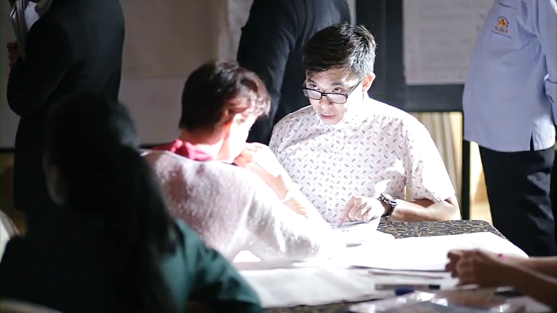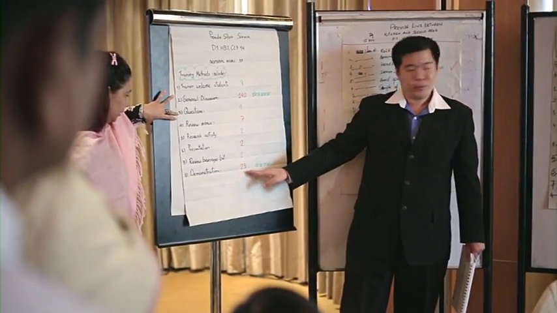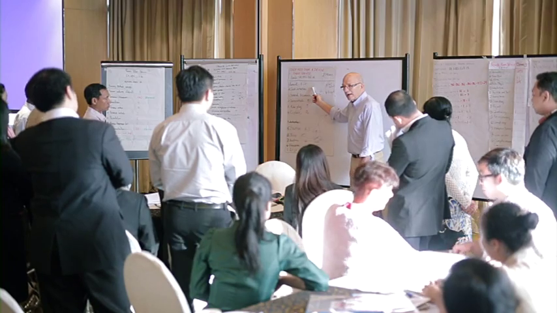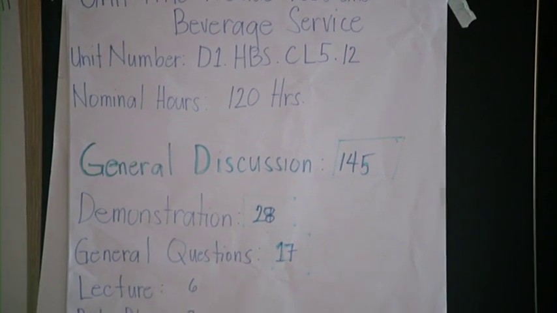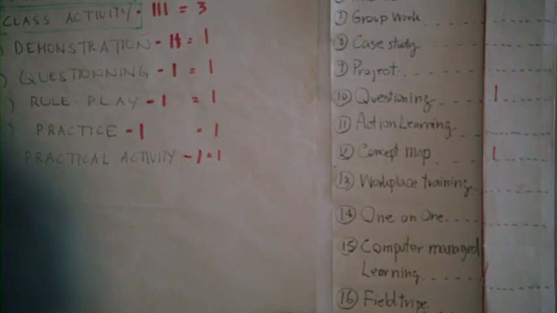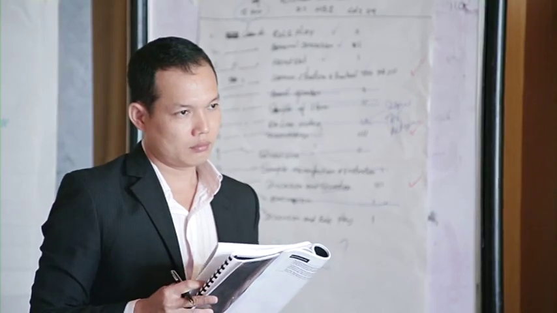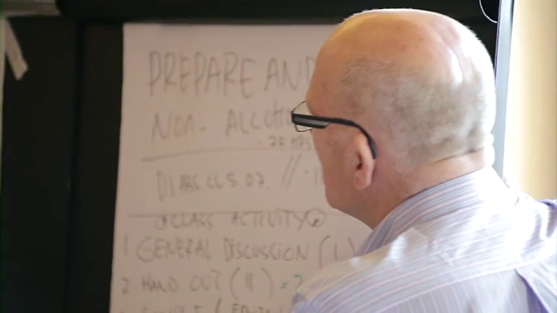We have to read the competency carefully, read each element and the performance criteria in each element, and then we analyze. We have to select which teaching method to apply for each element and performance criteria in order to get to the last stage, where the trainee has competence.